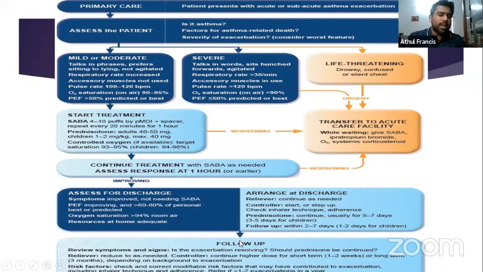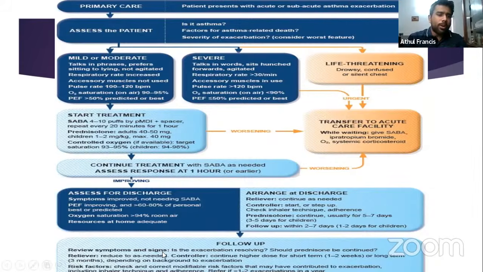Now, what to give on discharge? You can give the reliever, whatever reliever medication was being used, to continue as needed. Controller, you can start or step up; if the controller is given once daily, make it twice daily. And you can give a short course of steroids. As I told, oral steroid 40 to 50 milligram per day in adults for 5 to 7 days, no need of tapering, and follow up within 2 to 7 days. In children, ask them to follow up after 1 to 2 days.